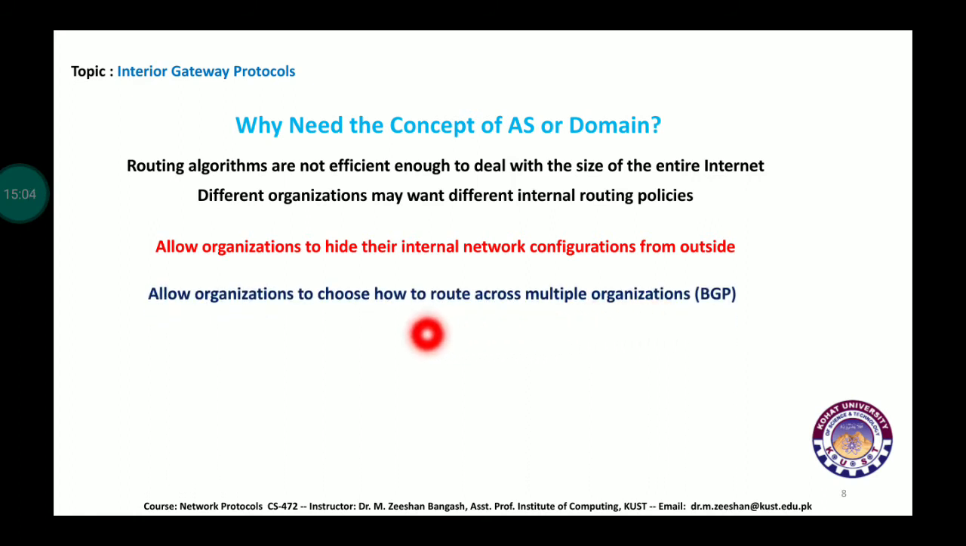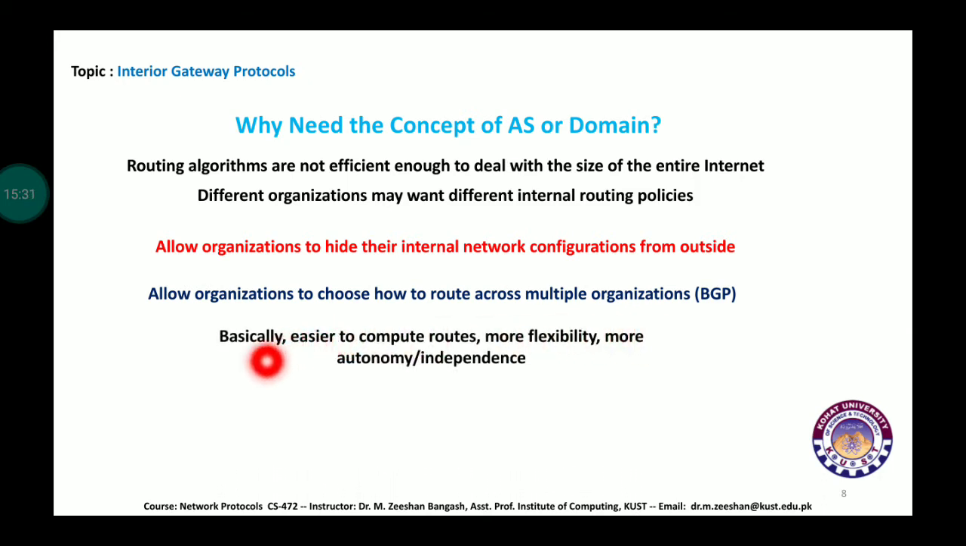And similarly, every organization has to choose how to route across multiple organizations in order to integrate and be compatible in the complete network environment. So for that, the concept of autonomous system is of importance. Basically, it is easier to compute routes, and it is more flexible, with more autonomy and independence.